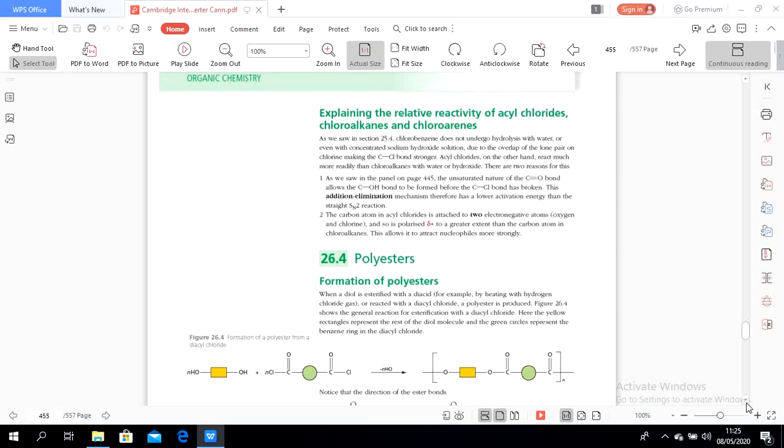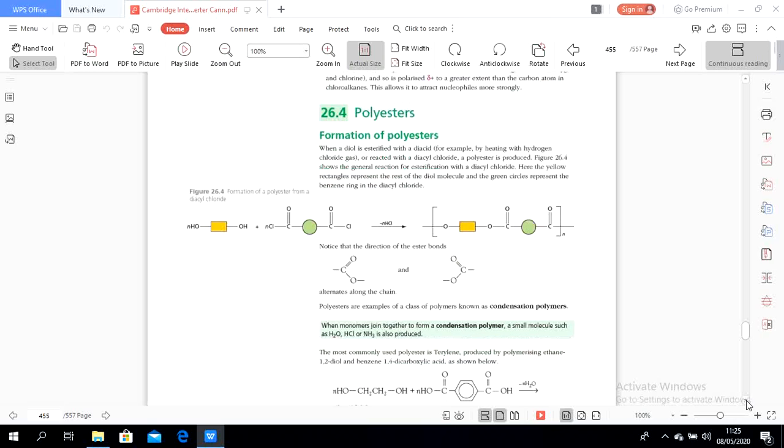We know a nucleophile is a molecule that has an excess of lone pair. And then now the last part is polyester. Polyester is the formation of many esters. As we know, when we studied the AS level, polyester is formed from alcohol and carboxylic acid that makes an ester linkage. But this one is using acyl chloride.